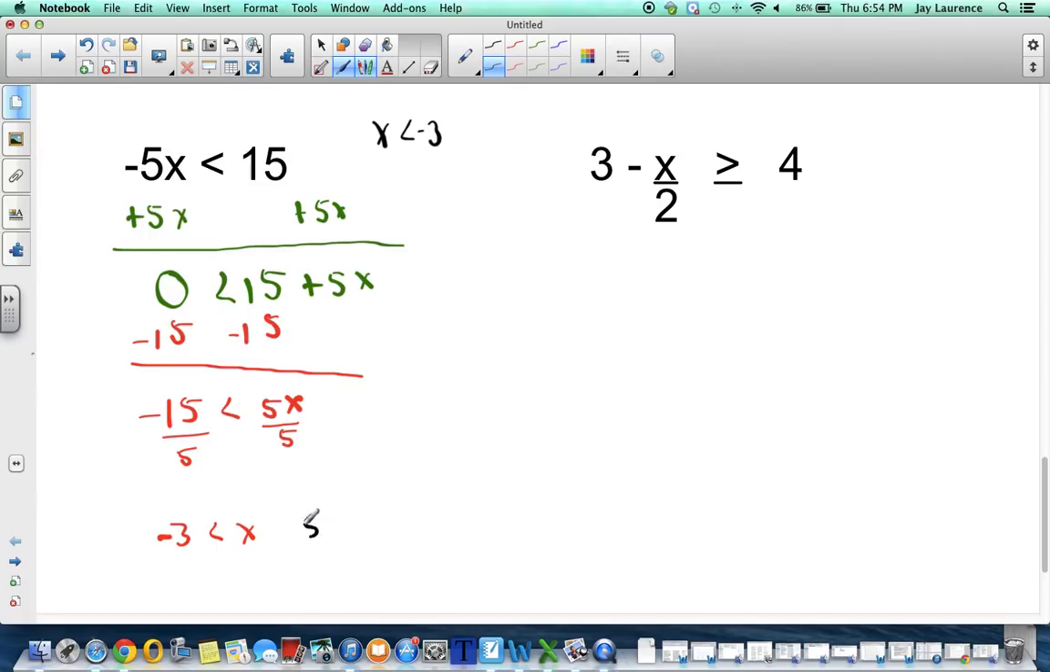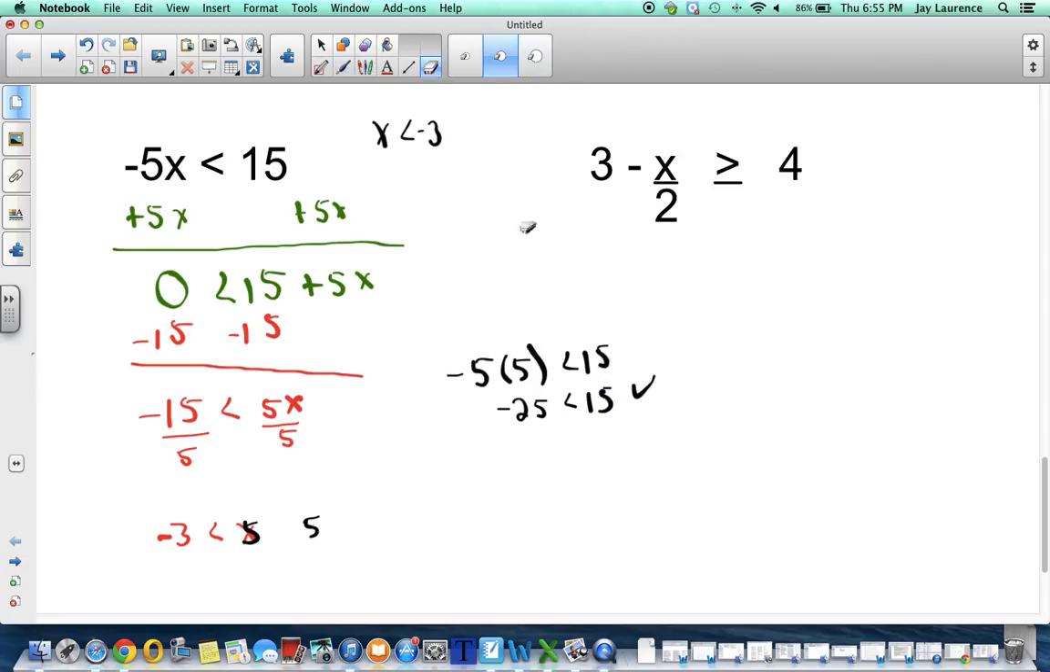Let's pick positive 5. I think you all agree that negative 3 is less than positive 5. Let's plug positive 5 in there. Negative 5 times 5 is less than 15. Negative 5 times 5 is negative 25, and that's less than 15. And that's a true statement, isn't it? So why did it work out this way, but it didn't work out the other way? Well, the shortcut of it is, I just showed you the long cut. That's why we need to have a positive variable, okay?